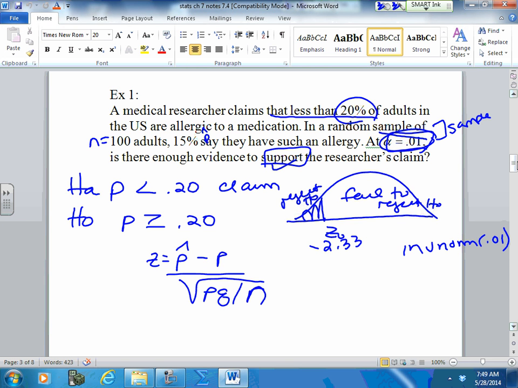So if this is your p, what's your q? 0.8. Okay, so remember that's from your population. So we're going to use that information and we're going to plug it in. And if you want, we'll use your calculator in a second. So your sample says 0.15.